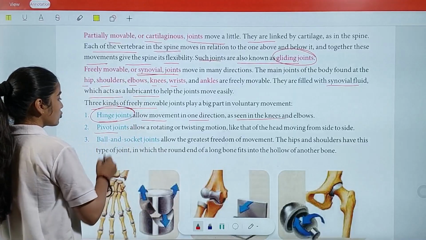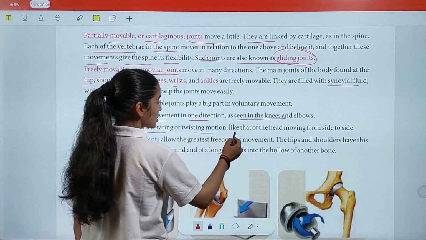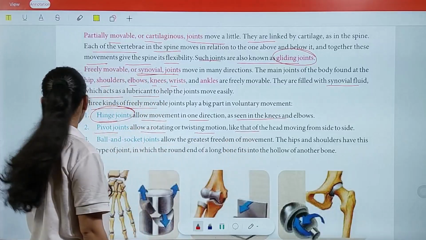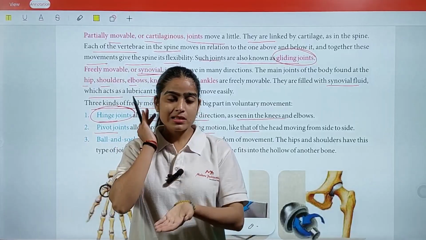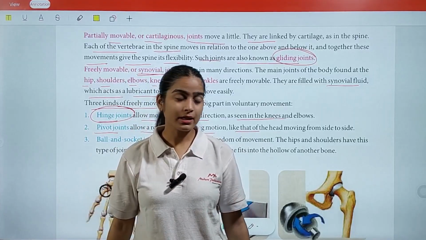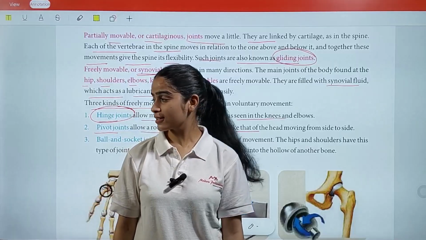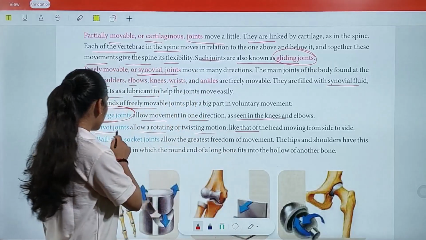Now we have pivot joints, which allow rotating or twisting motions, like that of the head moving from side to side. So this is your half semicircle, right? I cannot move it 360 degrees, but I can move it 180 degrees, like this, and this. So this is called your pivot joints.